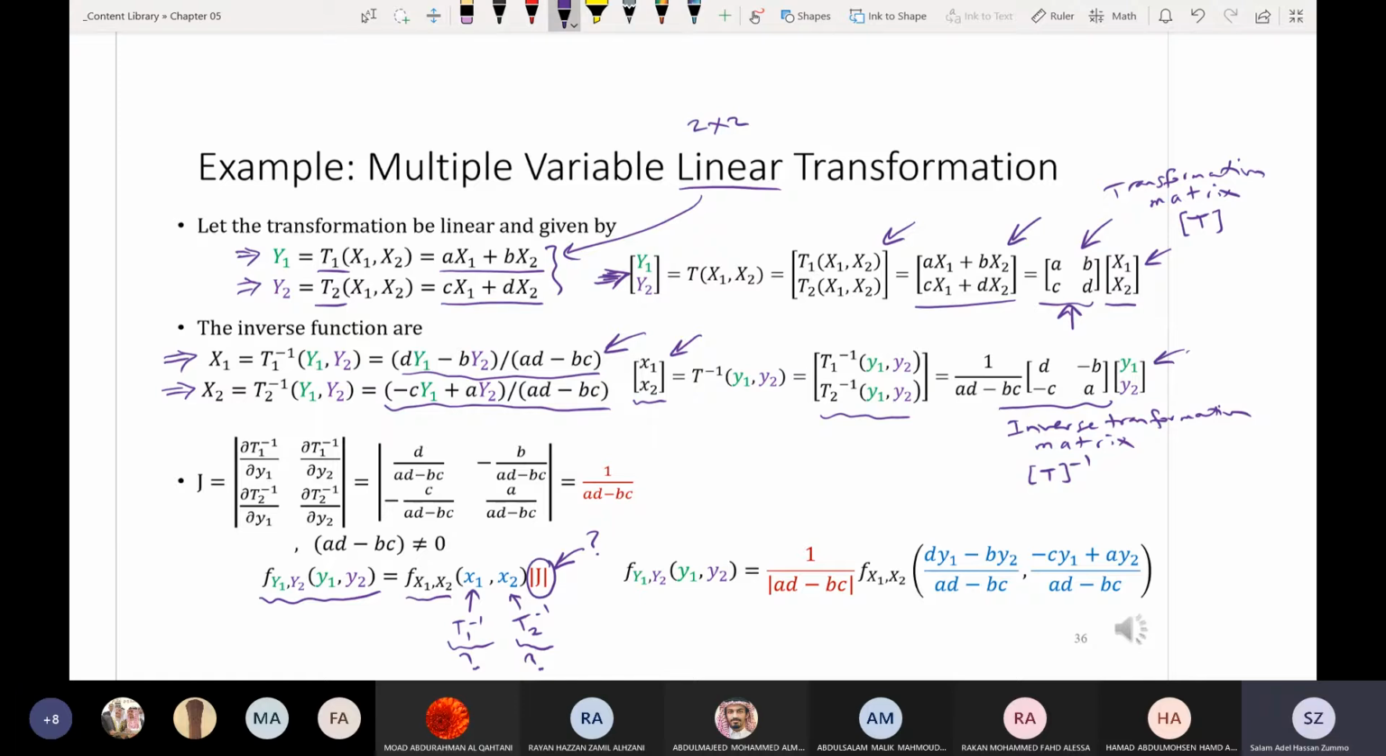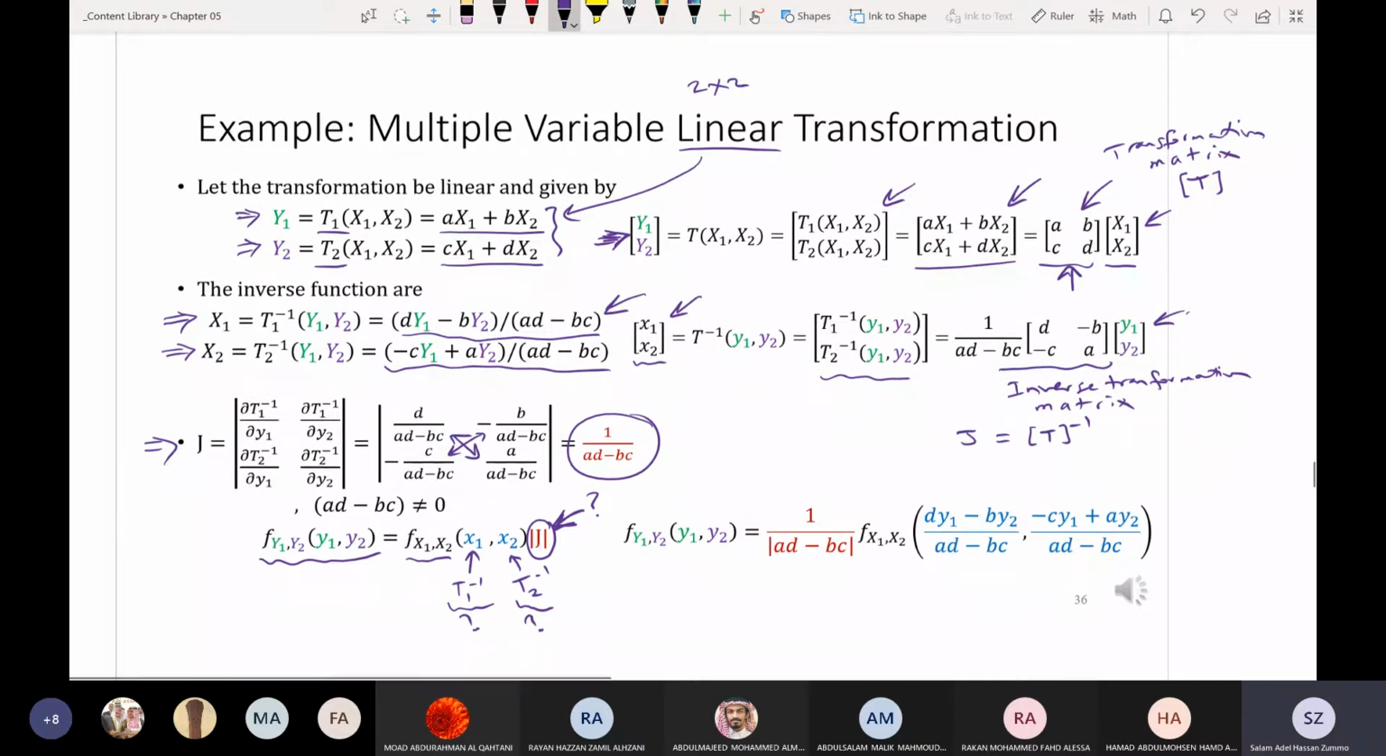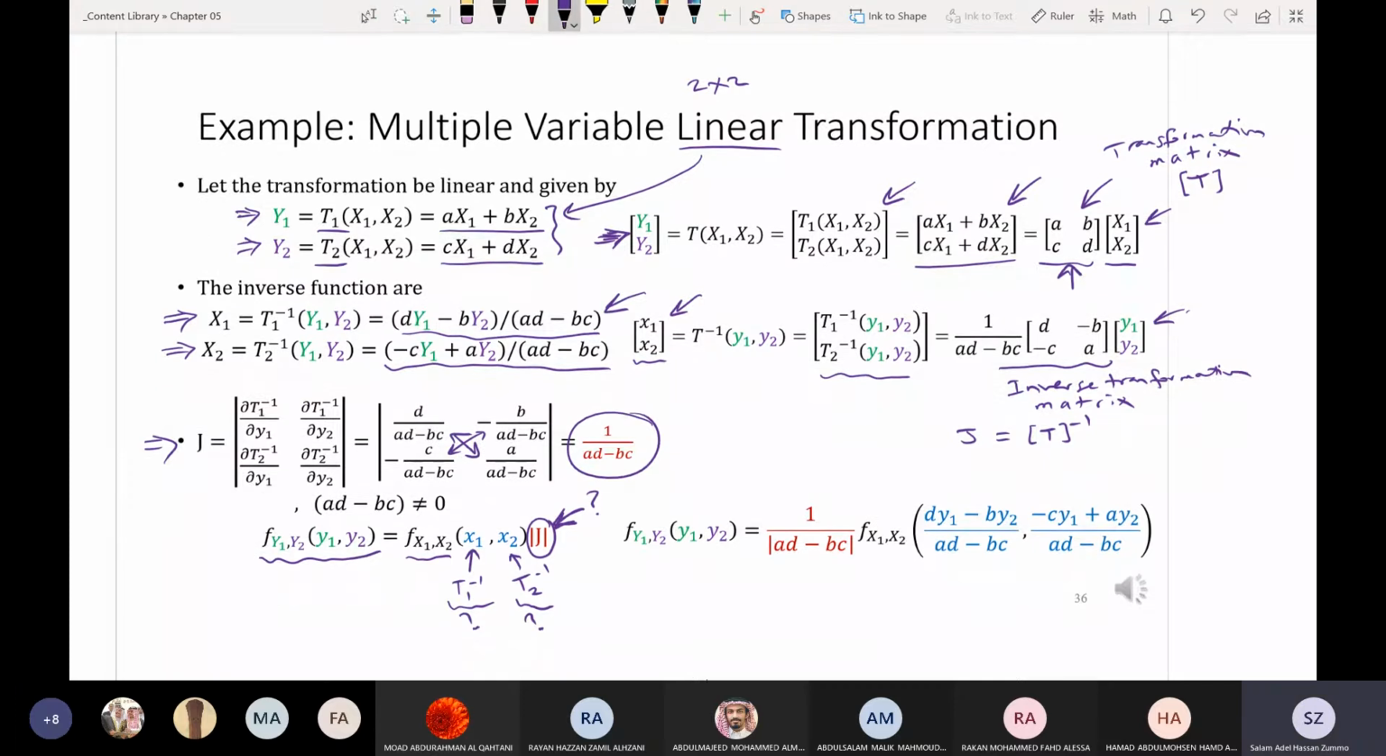Now, the Jacobian equals the inverse of the transformation matrix. And what I need here is the determinant of the Jacobian. You know the determinant. You multiply this by this minus this by this. And you get basically 1 over ad minus bc. Okay? So now I have the determinant of the Jacobian done.